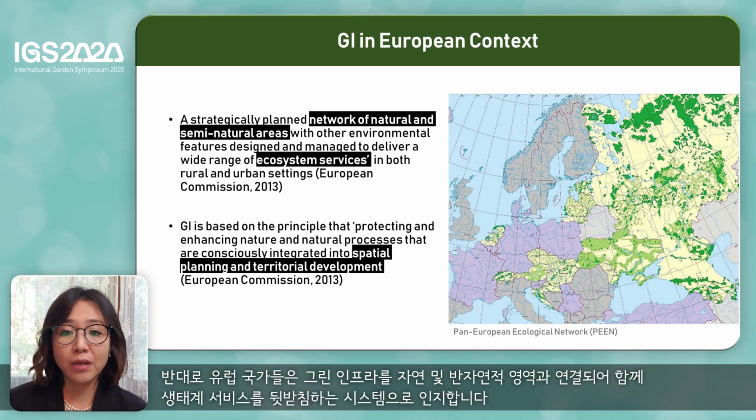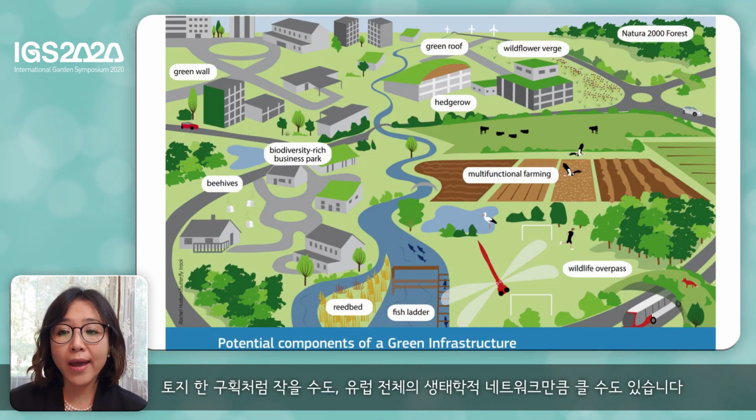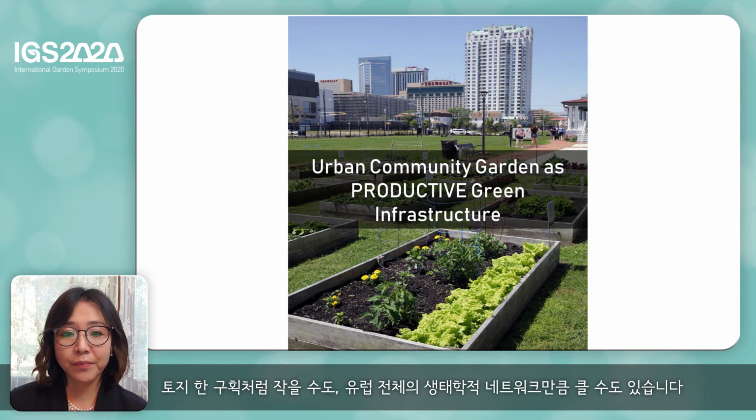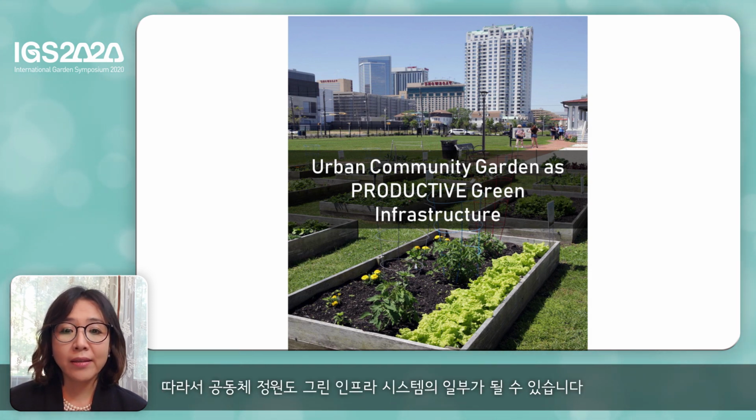European countries, on the other hand, perceive it as a connected system of natural and semi-natural areas that collectively support ecosystem services. So it can be as small as a single plot of land and as large as a pan-European ecological network. Based on this approach, any type of natural or designed green space can be green infrastructure, and as such, community gardens can be an integral part of the green infrastructure system.